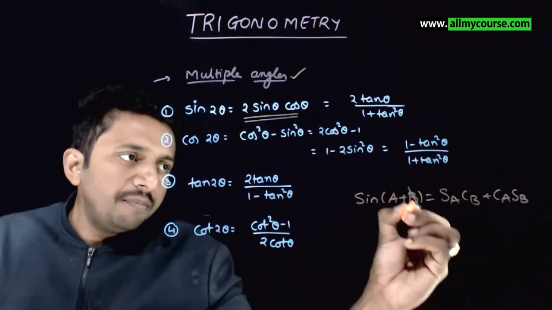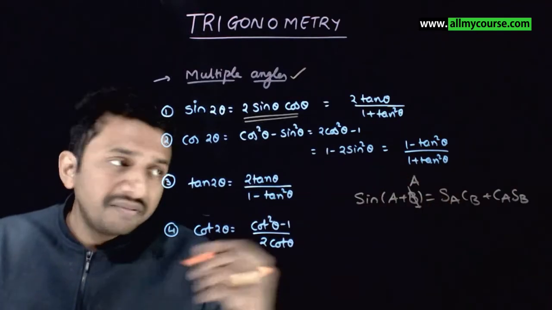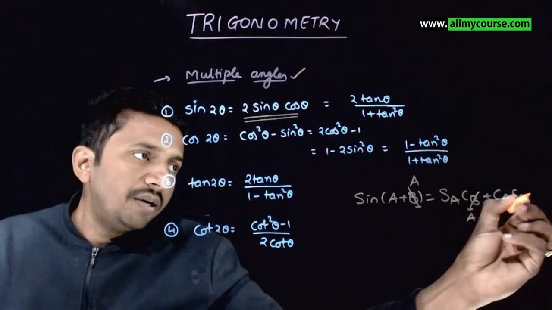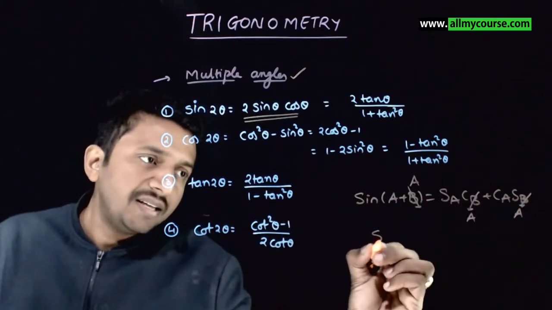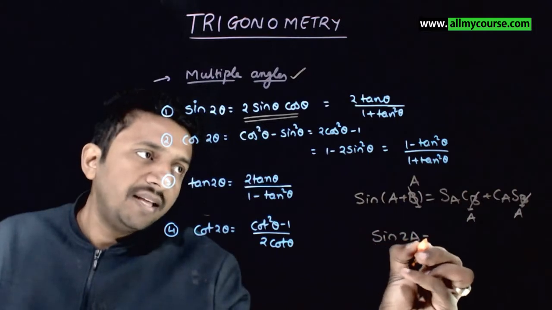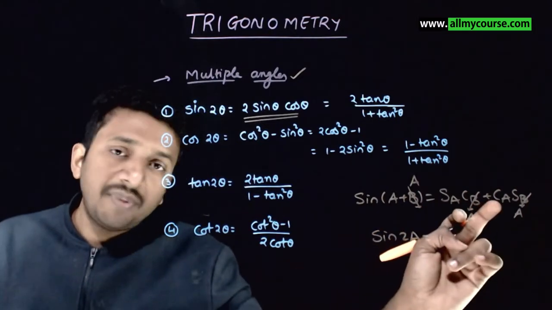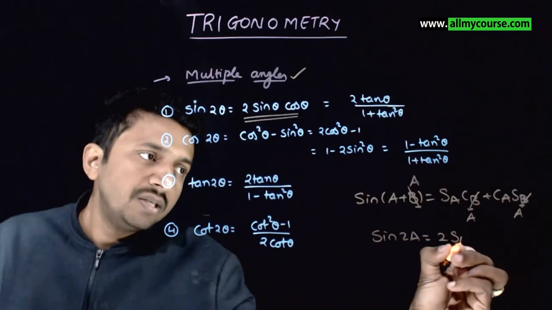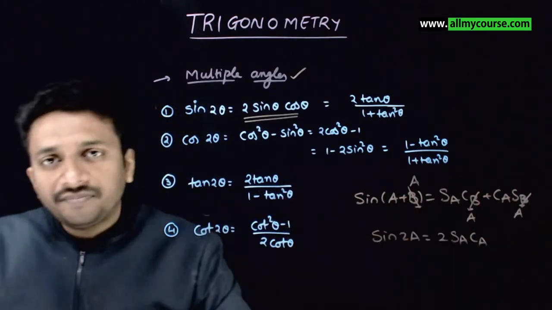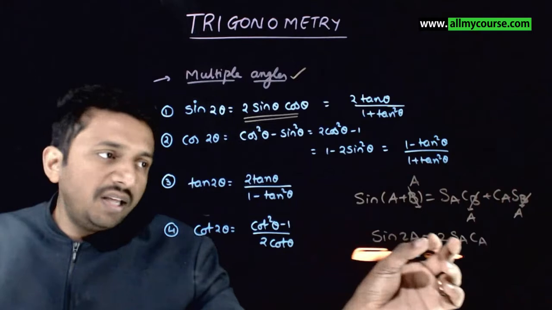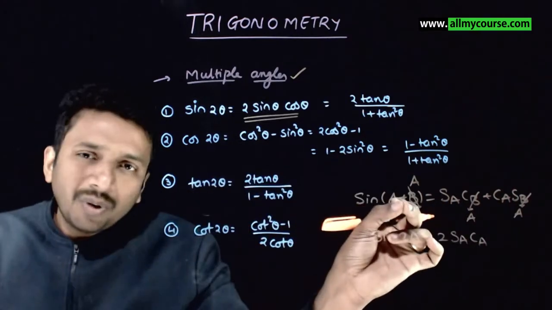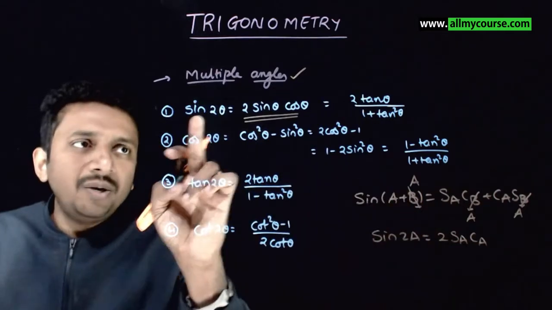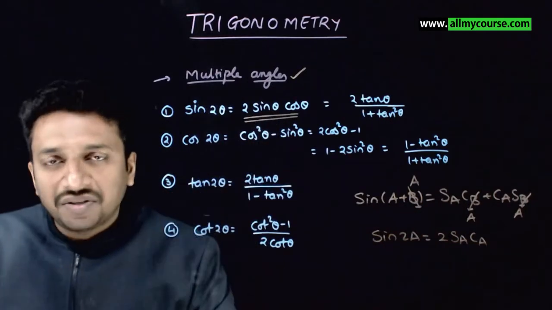If you take b equal to a, what do you get? Sine of a plus a, which is sin 2a, is equal to sin a cos a plus cos a sin a, that is 2 sin a cos a. So sin 2a will be equal to 2 sin a cos a, just from compound angle formulas if you put b equal to a. So sin 2 theta is equal to 2 sin theta cos theta.